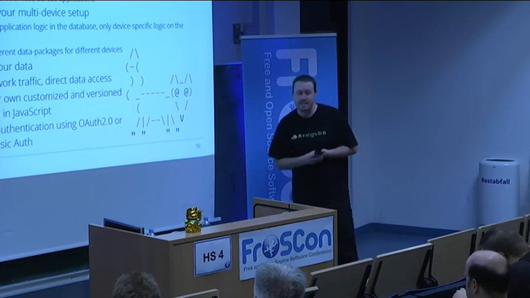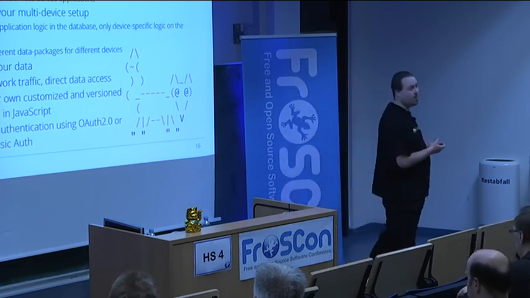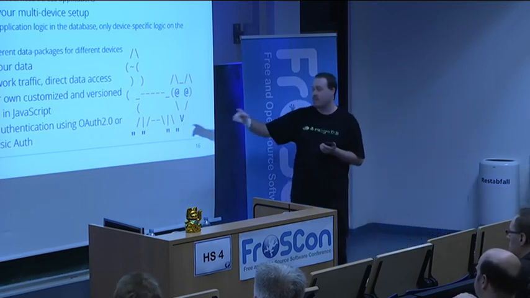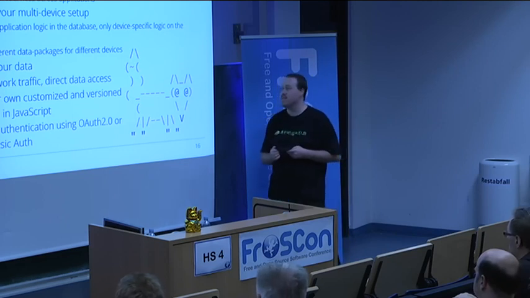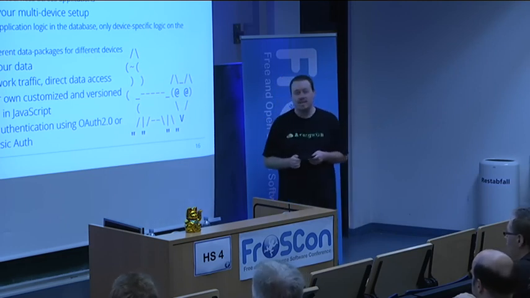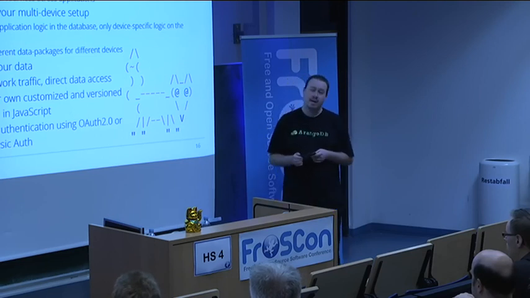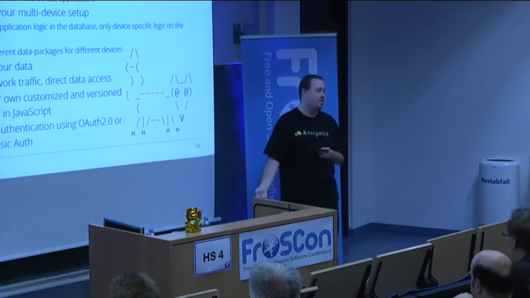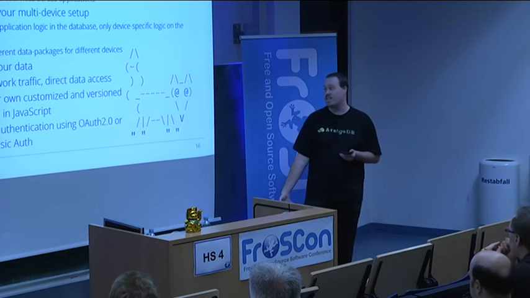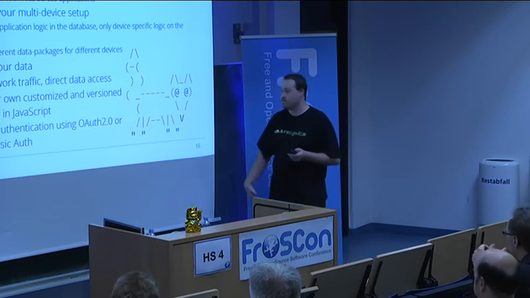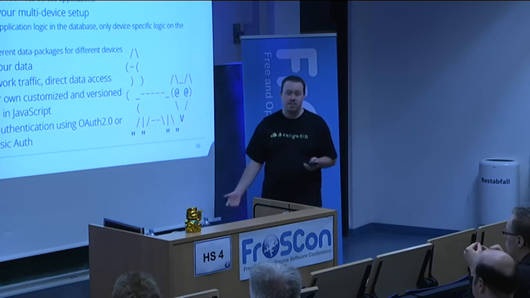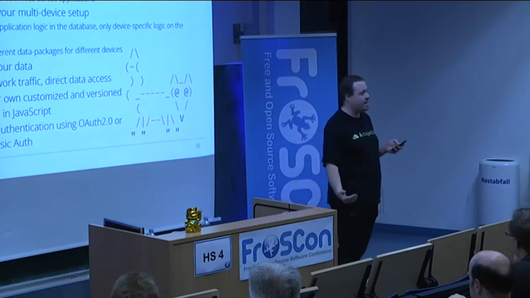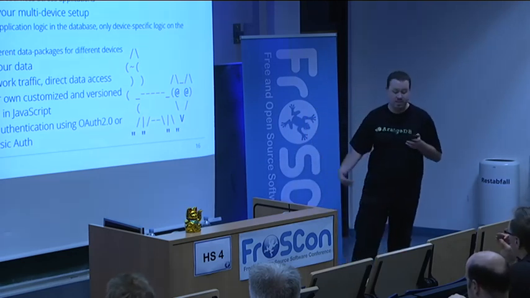Then you can also secure your data in Foxx, so you can use further authentication algorithms or whatever authentication you need. We have built in OAuth 2 or HTTP basic. Then one benefit you get is low network traffic and direct data access. So you just push out the data piece that you actually need in your application. You do not push out any more and have to filter on application level. And that's why you can add your own customized and versioned REST API in JavaScript onto ArangoDB, which is then the API that you would actually expect from your database, or which you need from your database.